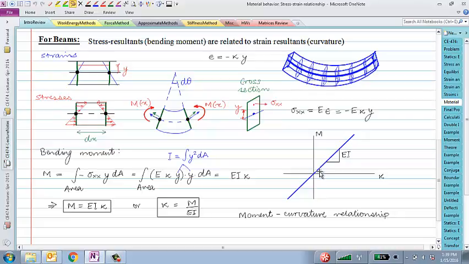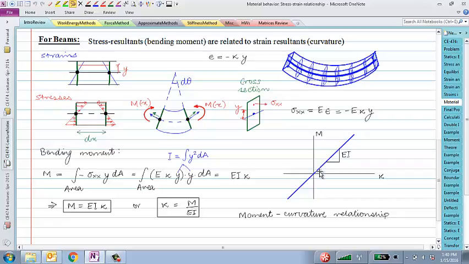What would be the curvature? M over EI. If EI is constant all along the length of the beam, moment is definitely constant. If I apply M here and M here, moment is definitely constant, right? And if EI is also constant all along the length of the beam, then the curvature is also constant all along the length of the beam, which means that the rate of change of angle theta of all of these cross sections will be constant all along the length of the beam.